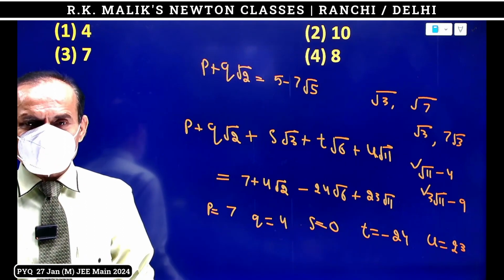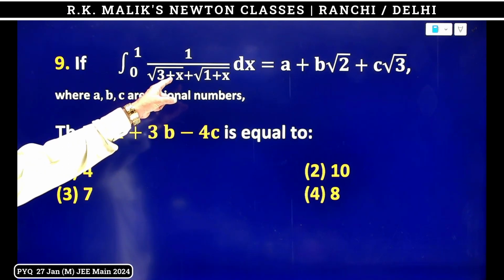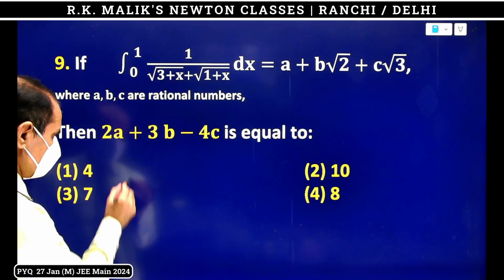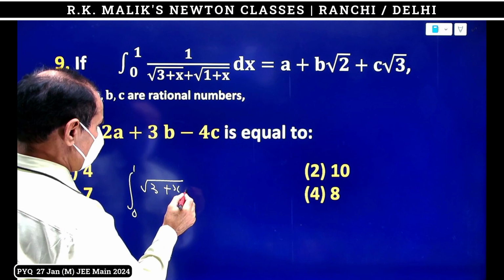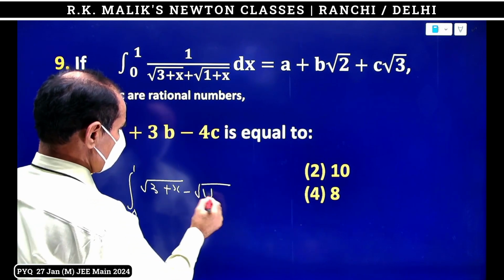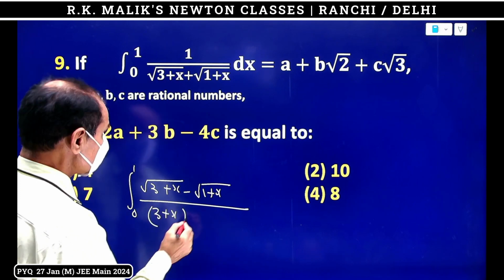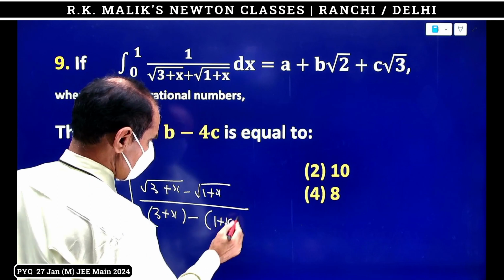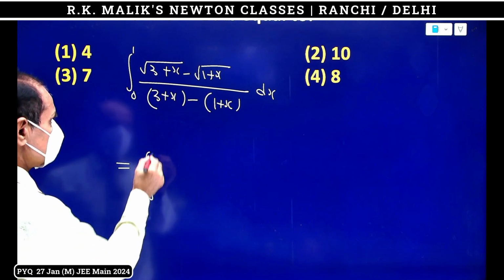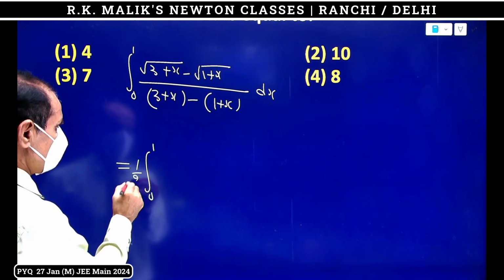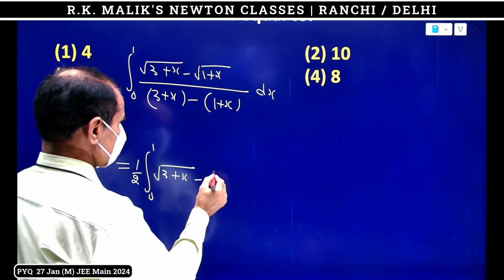इन सारे कॉन्सेप्ट को याद रखो, इनको मैं क्वेश्चन में यूज करूंगा. ये तो क्लियर है. इस डेफिनेट इंटीग्रल को कैलकुलेट करने के लिए पहले मैं रैशनलाइज करूंगा. 0 to 1 under root 3 plus x minus under root 1 plus x upon 3 plus x minus 1 plus x dx. This is equal to 0 to 1, 1 by 2 under root 3 plus x minus under root 1 plus x.